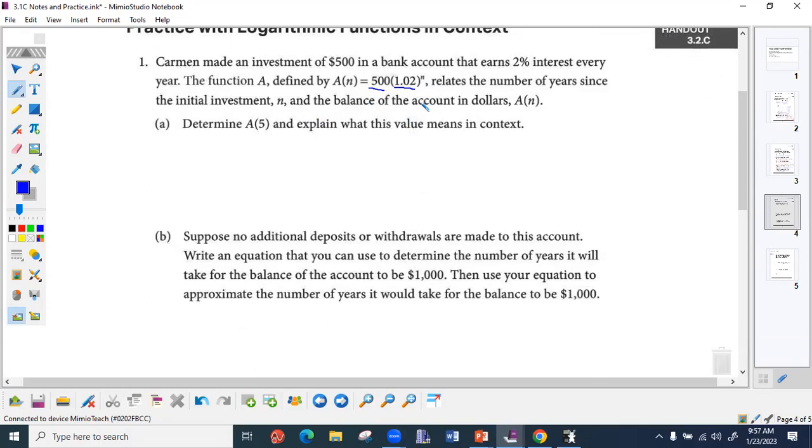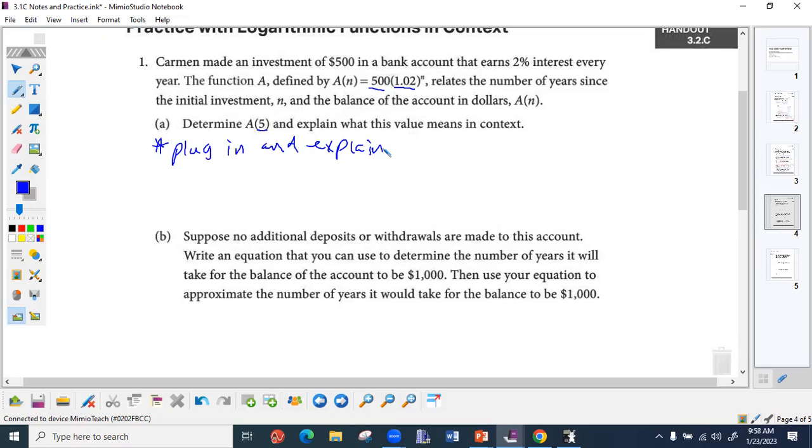So your 500 is your A, your 1.02 is your B. Do we see that? Okay, and then it wants to know, starting with A, to determine A of 5. Can you do that? Okay, your hint for A is that this is a plug-in situation, right? Plug in and explain what it means. So don't just give me the answer, but tell me, this means blah, blah, blah. What is 5? What is your output? So what does your input mean? What does your output mean?